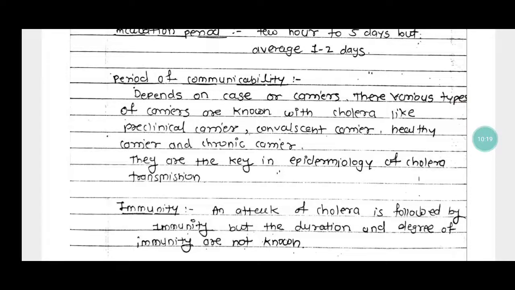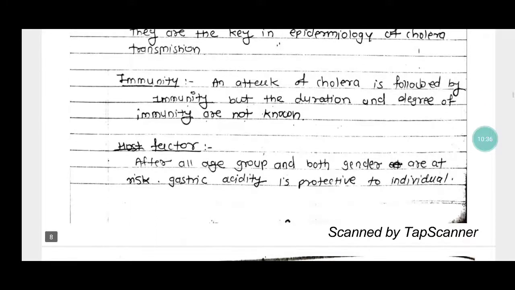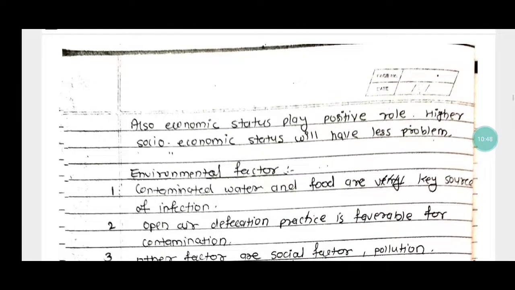There are various types of carriers known in cholera, like preclinical carrier, convalescent carrier, healthy carrier, and chronic carrier. They are key in the epidemiology of cholera transmission. As for host factors, all age groups and both genders are at risk. Gastric acidity is protective to the individual, and economic status also plays a role: higher socioeconomic status will have fewer problems.